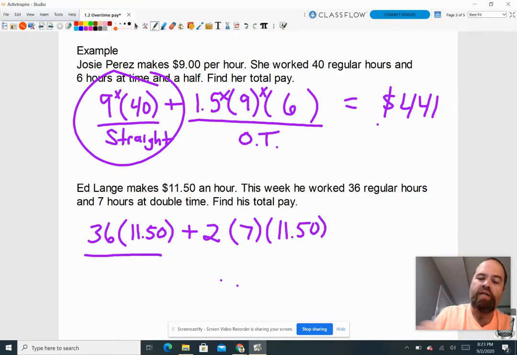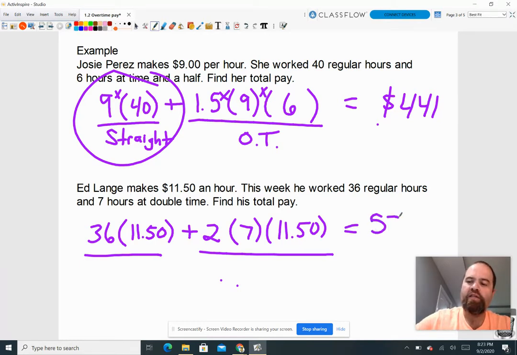Okay, straight time, overtime pay. You should be able to, again, just type it straight in on your calculator, or if you want smaller pieces, work them out separately, work out the first half and then the second half and add them together. So Ed's paycheck for the week before taxes is $575.